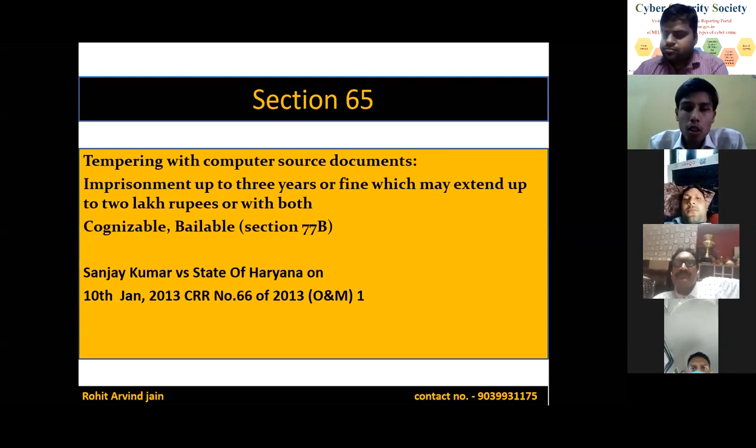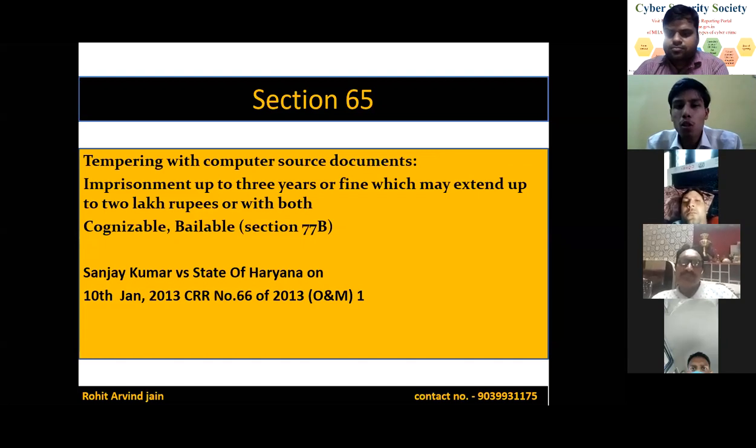This section is cognizable and bailable under the IT Act with section 77B, which says that any crime which includes less than 3 years punishment is a bailable offence under the IT Act.